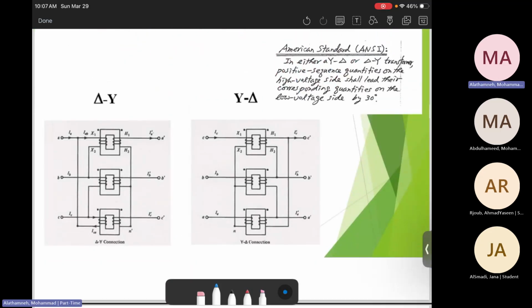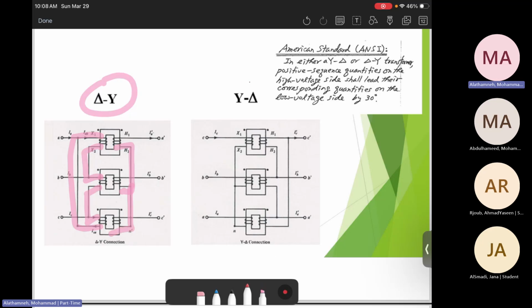Then the other thing about the construction of the Y delta transformer. When we have Y delta and delta Y, for example delta Y, you will see this is a delta shape. This is in delta, while the other side is Y. Here's the neutral of the other side, and so on.